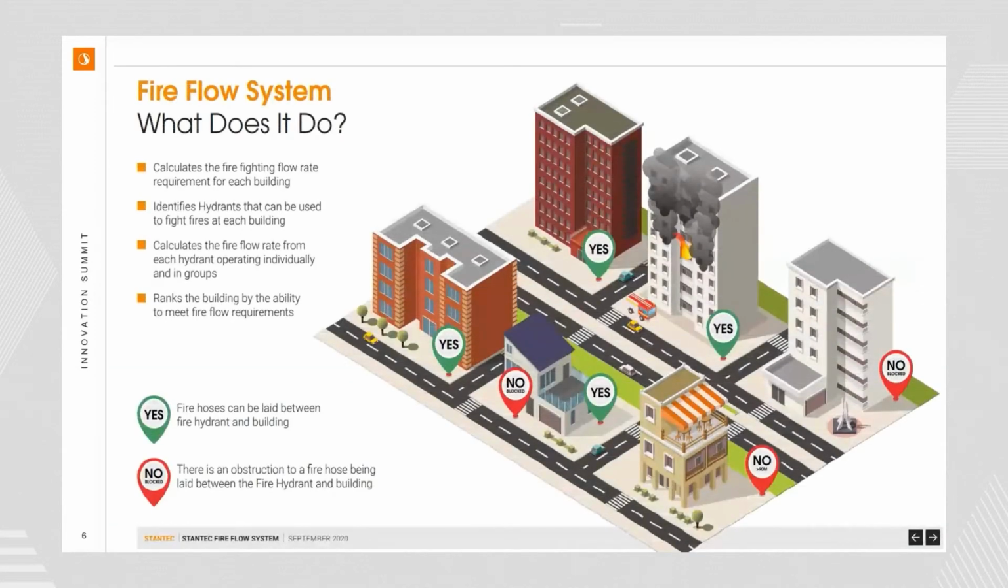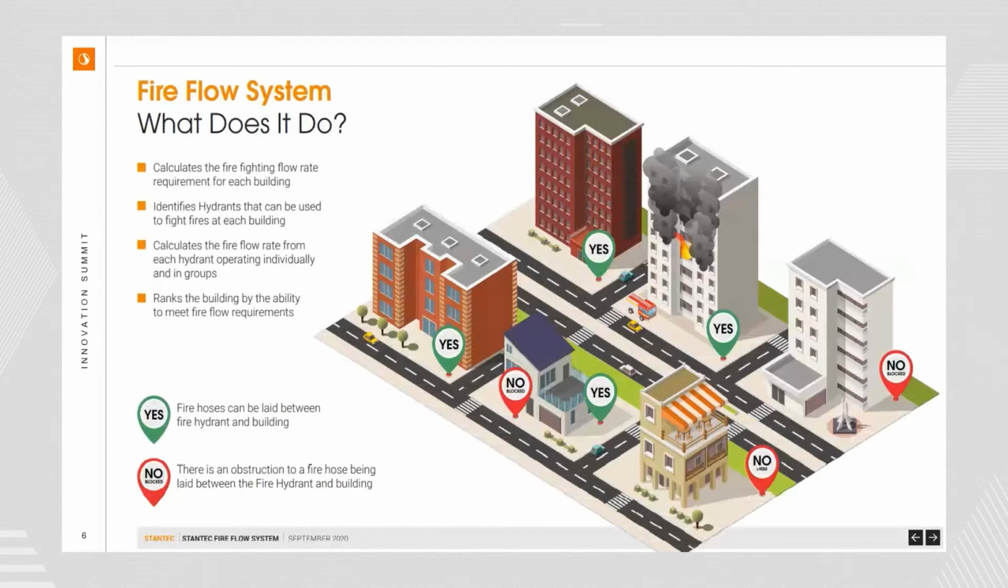So what does our system do? It analyses every building to calculate the fire flow required to fight fires at each building, and then to calculate how much water is available from every fire hydrant. And it identifies the best hydrants to use for each building. This slide shows the hydrants which have been identified for this particular fire. The hydrants marked yes are hydrants where we can lay a hose directly between the hydrant and the building and there is no obstruction. And the hydrants marked no are either obstructed, so a hose can't be laid, or they're too far away.